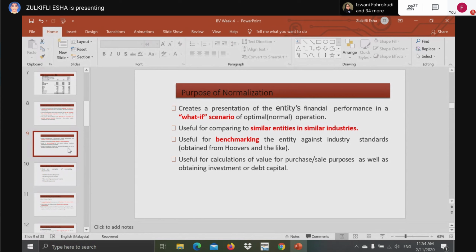So another purpose of normalization is that it is useful for calculations of value for purchase or sale purposes, as well as obtaining investment or debt capital. So this is among the purposes of normalization when we do CSA analysis, common size analysis, for the company and the same company within the industry.